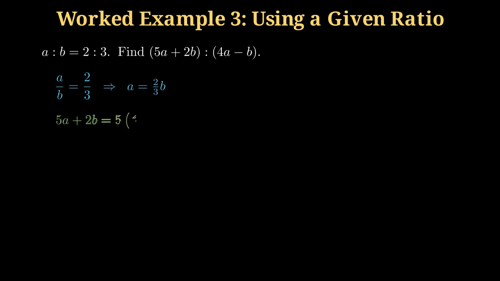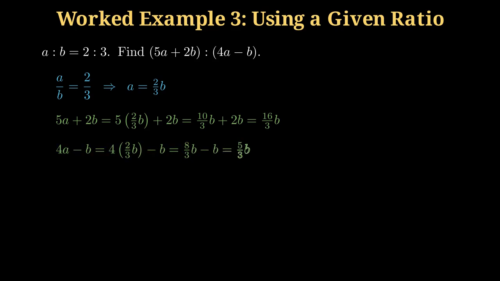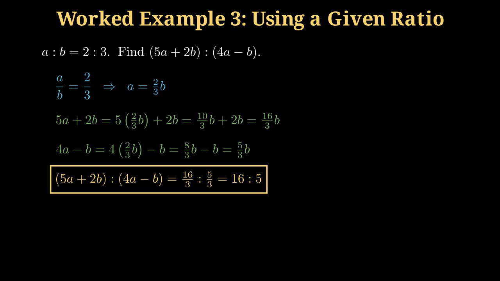Substitute into the first part. 5a is 5 times 2/3 b, 10/3 b, plus 2b, which is 6/3 b. Total 16/3 b. And the second part. 4a is 8/3 b minus b, that's minus 3/3, leaving 5/3 b. So the ratio is 16/3 b to 5/3 b. The b's cancel, the thirds cancel, 16 to 5. 16 to 5, boxed.